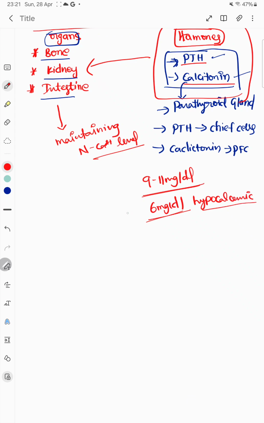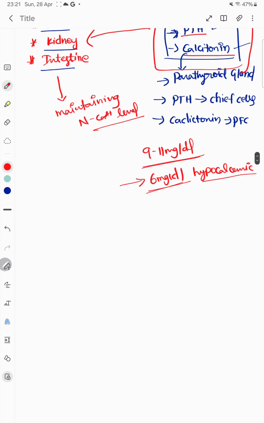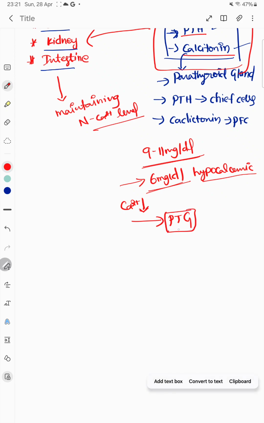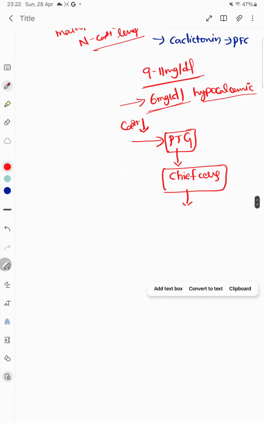Now what happens as soon as the patient becomes hypocalcemic? The low calcium signal goes to the parathyroid gland. Remember, whenever you have low calcium levels, the signal goes to the parathyroid gland. The parathyroid gland immediately sends the information to the chief cells in it. These chief cells immediately produce a hormone called parathyroid hormone.